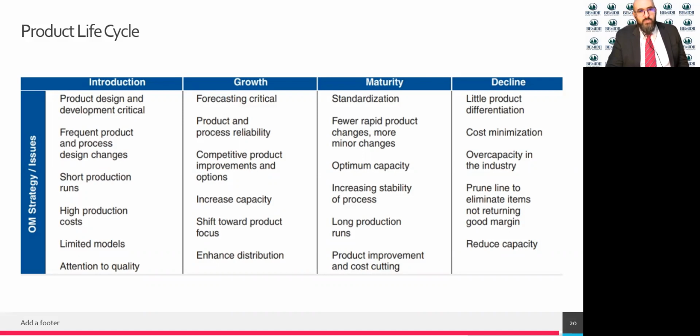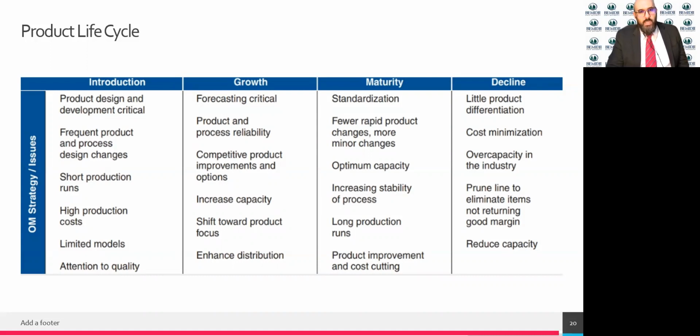Now, moving into the growth, you need to forecast. Forecasting is critical, so you need to invest some time on forecasting the needs. You need to provide product reliability and process reliability, competitive product improvement and options. So you need to work on how you compete, how you improve your competitiveness in the market, how you could increase your capacity for your plant, because there will be more demand coming on your market. Shift toward product focus now, instead of just experimenting. We're growing, so we need to produce more to serve more customers. Enhance distribution, you need to start sending these products to the market.